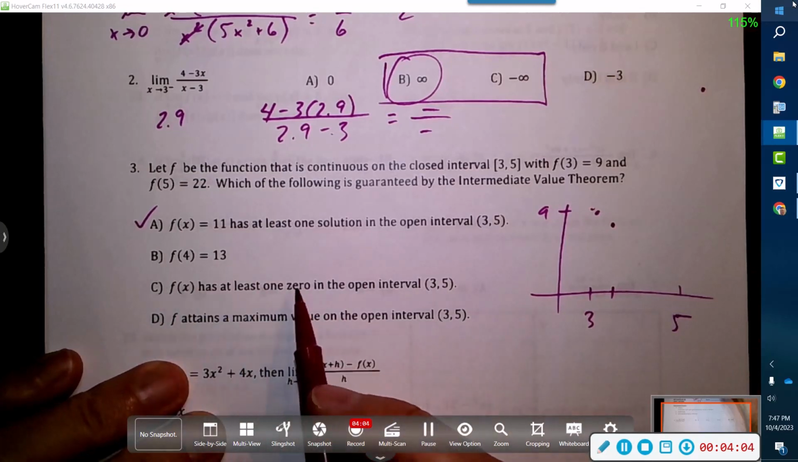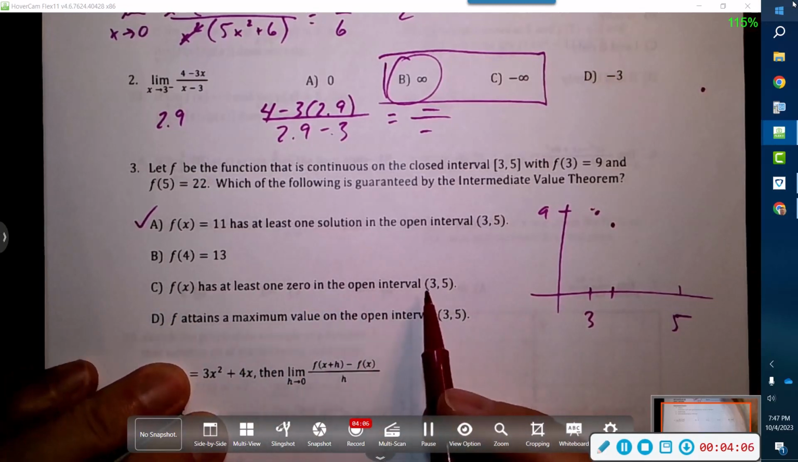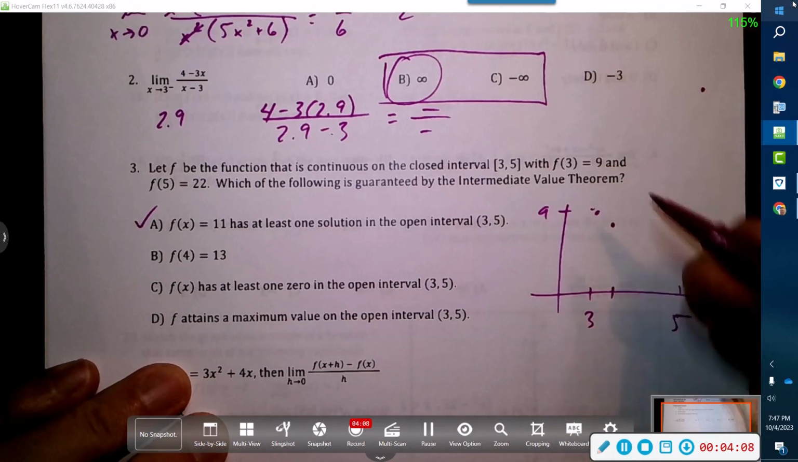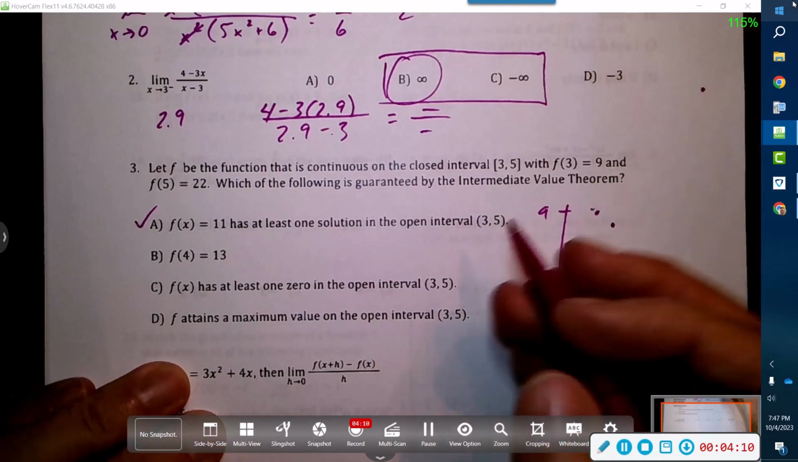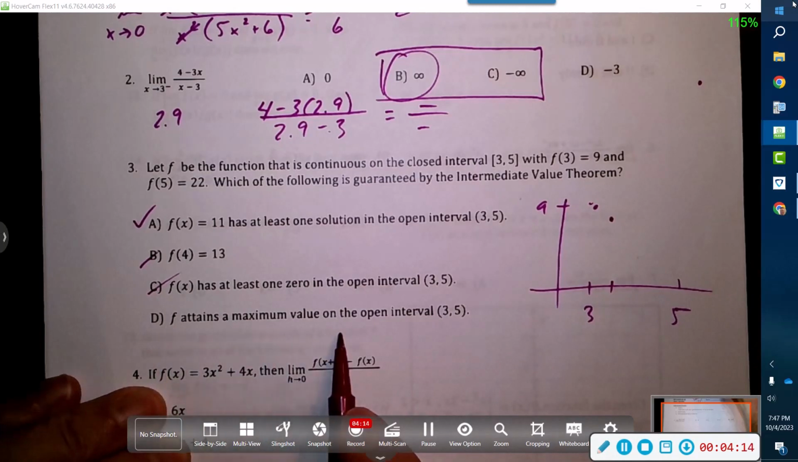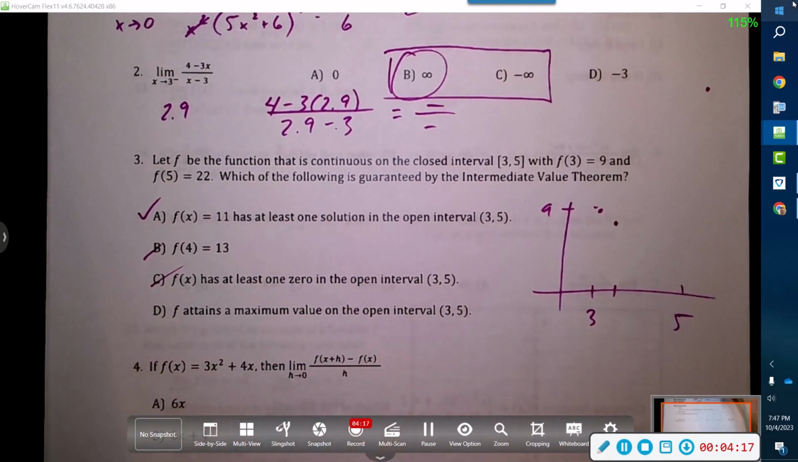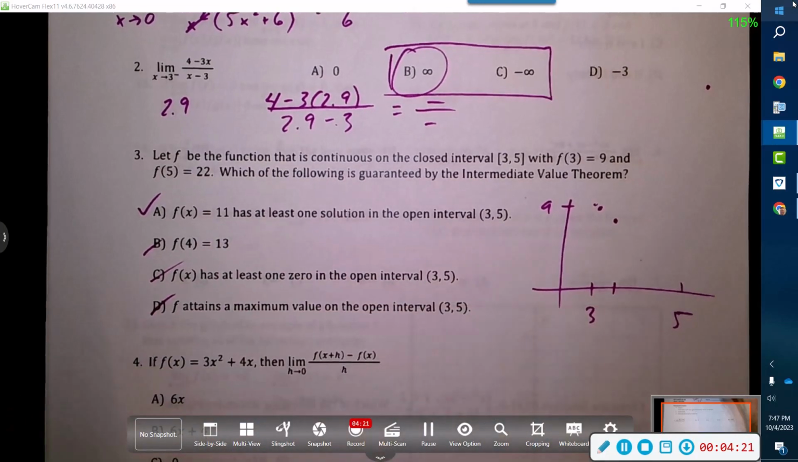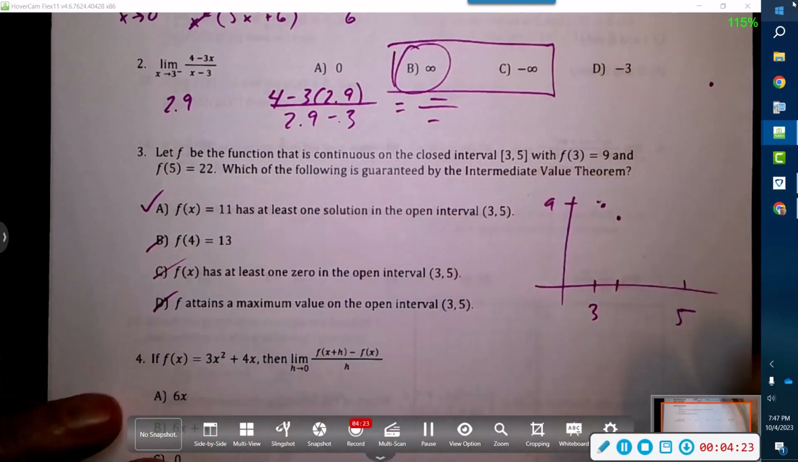F of x has at least one 0 on the open interval. We are not guaranteed that at all. This guy could be just a straight line. So that's a no, that's a no. F attains a maximum value. Well, maximum value is not part of the intermediate value theorem at all, so we can just forget about that. All right, so the answer to 3 is A.